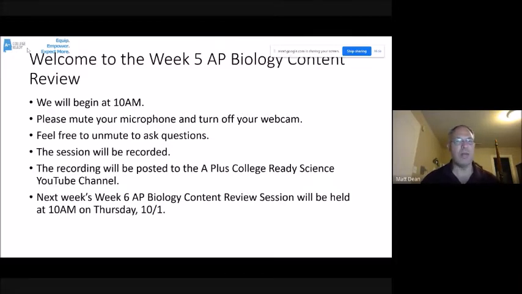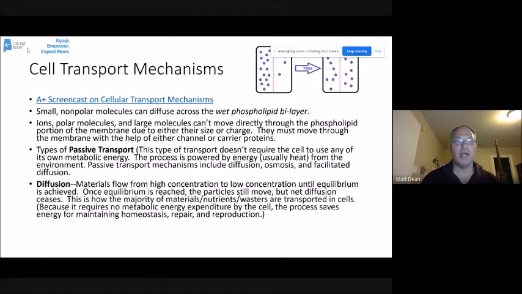All right, today we're going to talk about cell transport mechanisms, how things move in and out of a cell. First of all, small and non-polar uncharged molecules can diffuse across the wet phospholipid bilayer pretty easily. Ions, polar molecules, and larger molecules have a harder time moving through the phospholipid portion of the membrane due to both their size or their charge. They typically have to move in and out of the membrane via either a channel or a carrier protein.